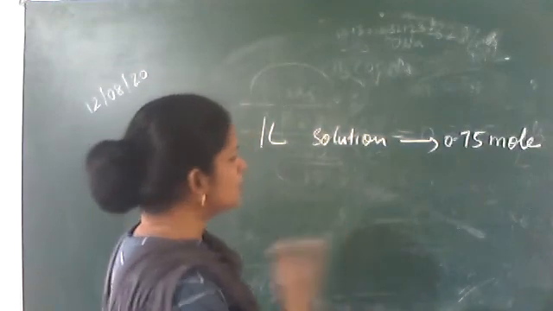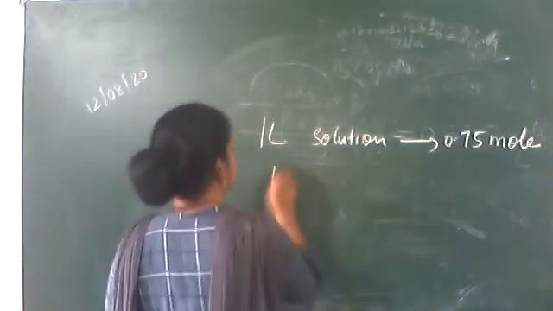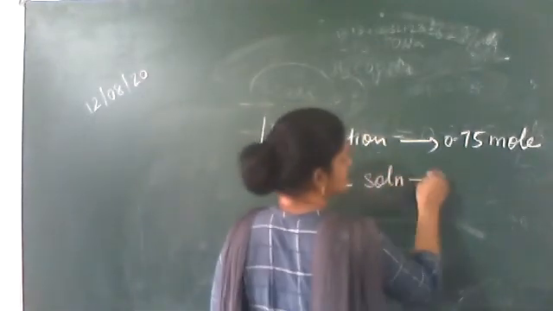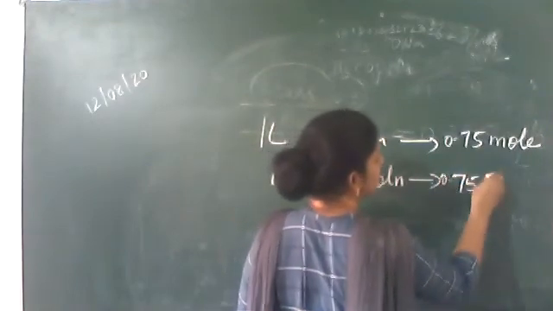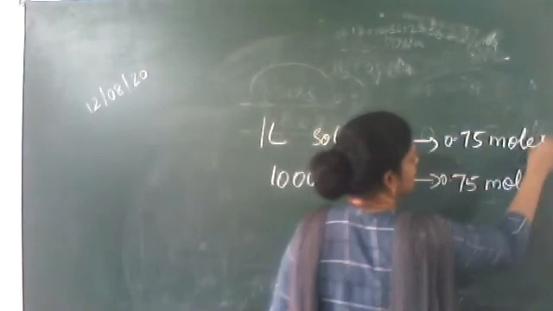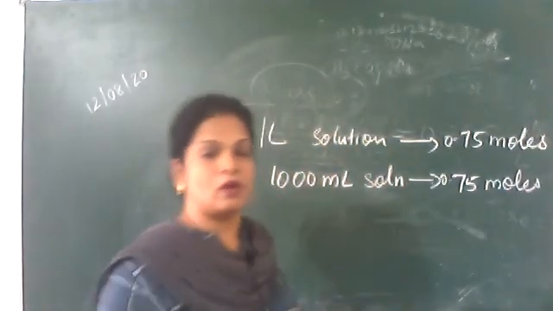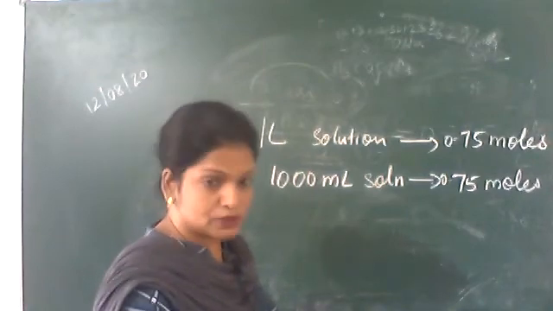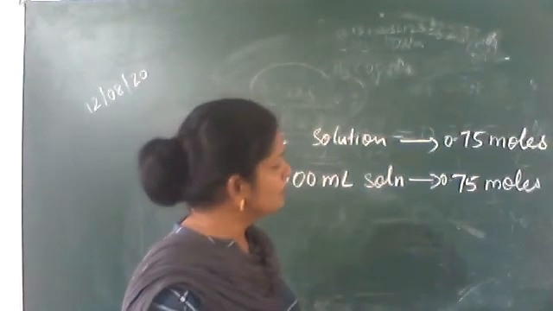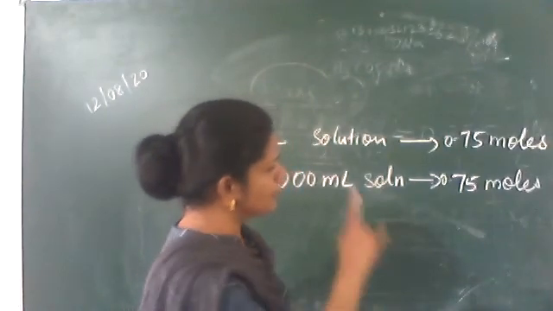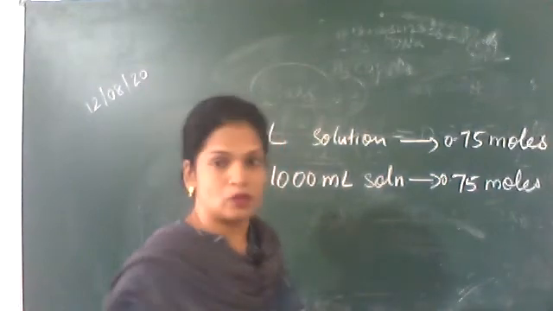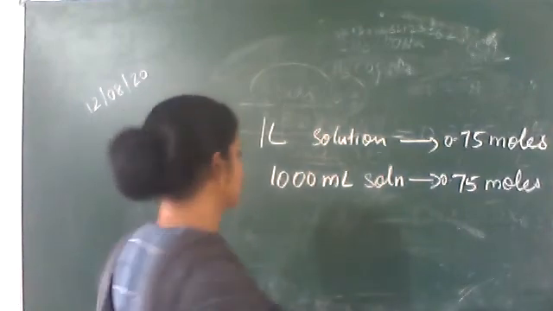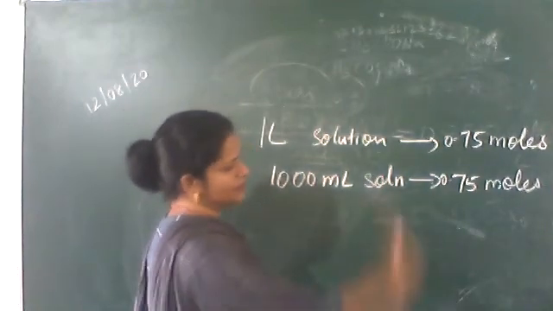So what is the meaning of this? 1000 ml solution contains 0.75 moles. For one, you write mole. For other numbers you write moles. If you are writing moles, no problem. So 1000 ml के अंदर इतना moles है.